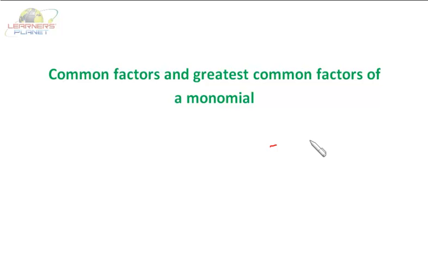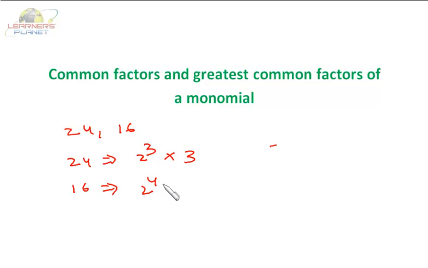Friends, in our junior classes, we have learned common factors, greatest common factors, or we can say highest common factors. Let's go for a quick recap. Suppose I have to find out the HCF of 24 and 16. So what is the first step? I will go for prime factorization of individual numbers. So 24 is 8 into 3, that is 2 cube into 3. And 16 is 2 raised to 4.